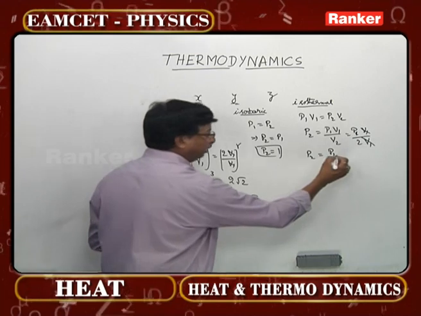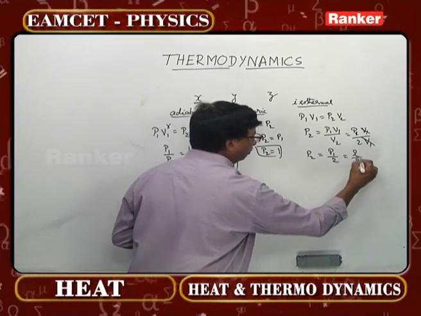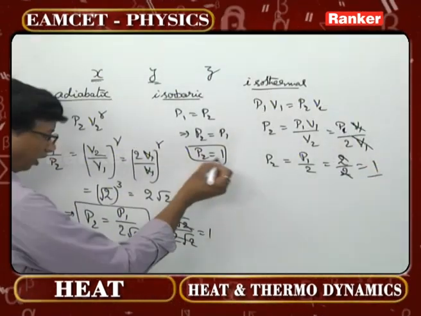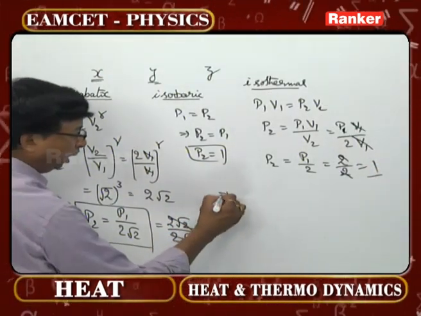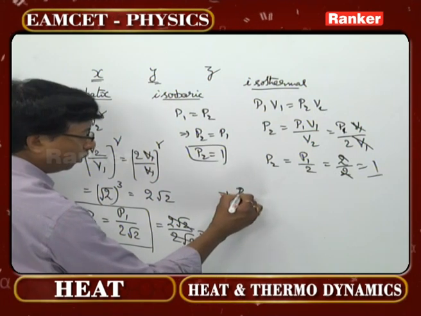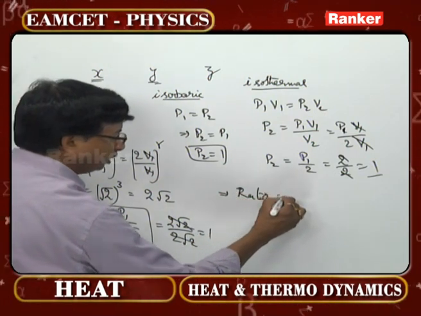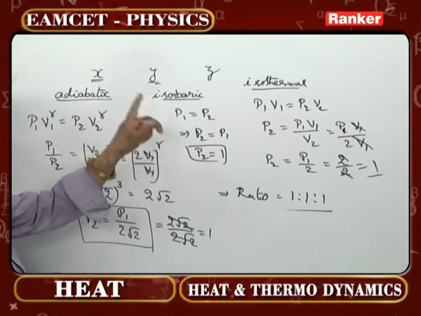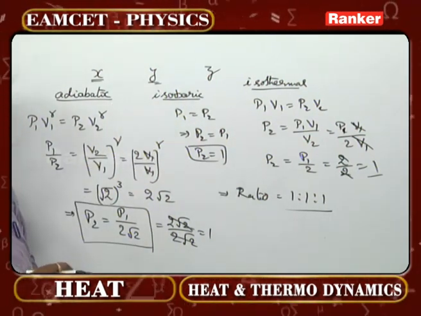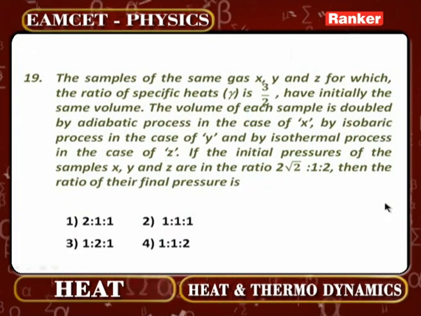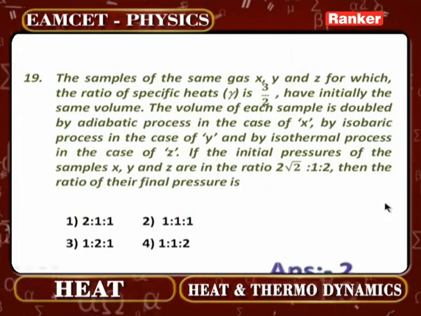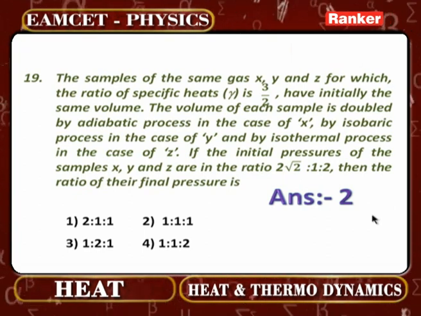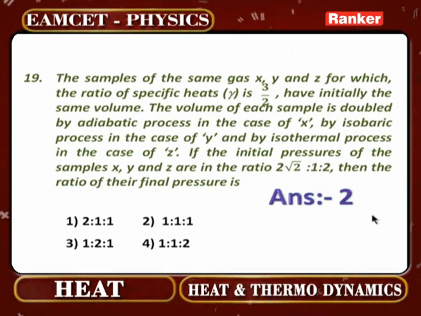And the second one, P1 is 2 he has given. 2 by 2, that is again 1 here. So here P2 is 1. Here also 1. Here also 1. Therefore, what is the ratio of their final pressures? It will be 1:1:1. So for all the three different processes he is talking about, the answer is going to be 1:1:1. That second option is going to be the correct answer for this question number 19, one of the very, very interesting models of this particular chapter.